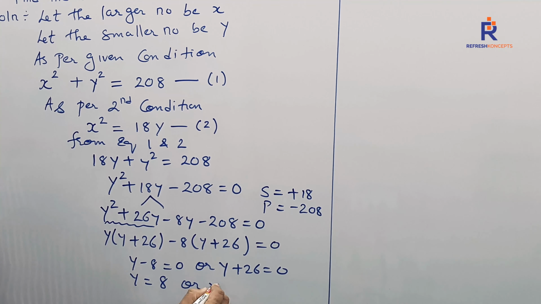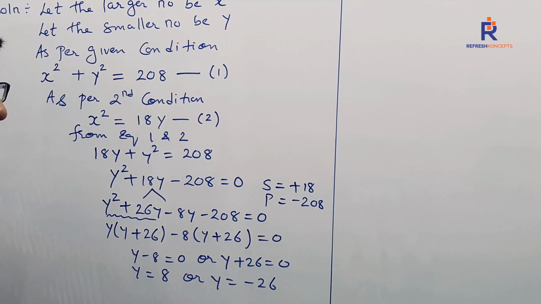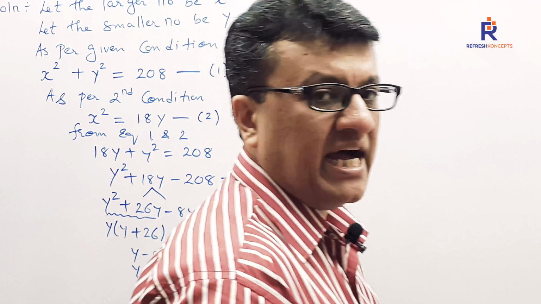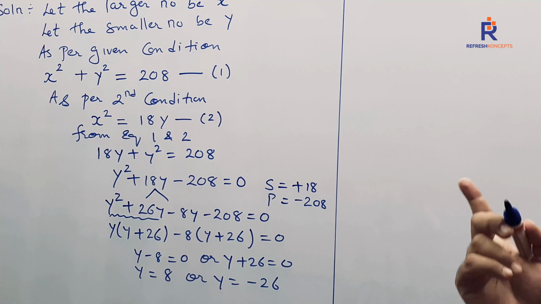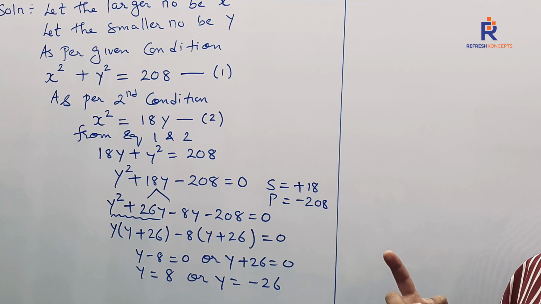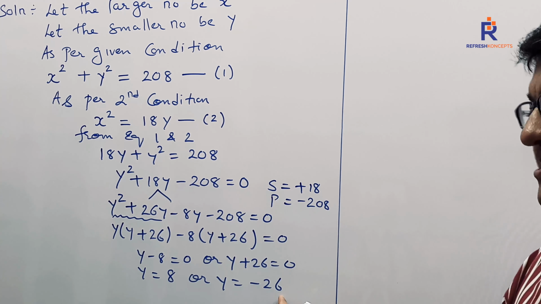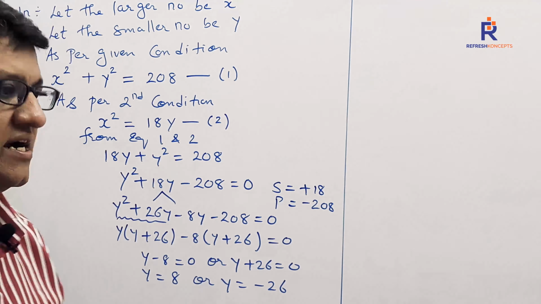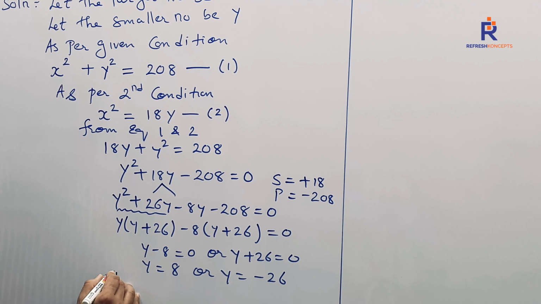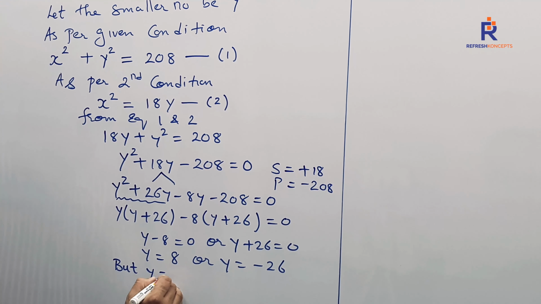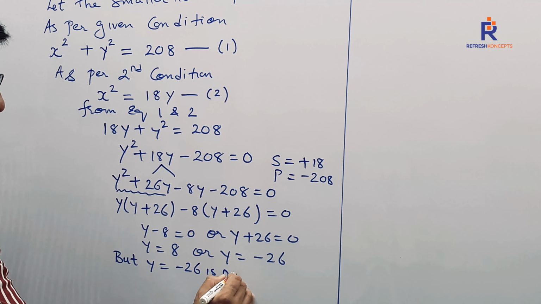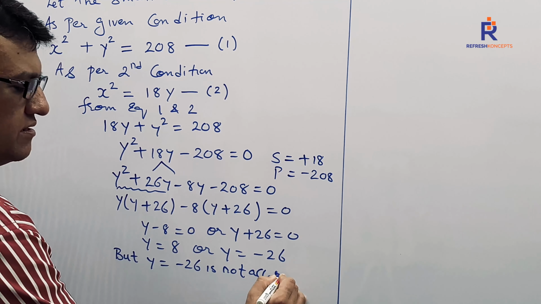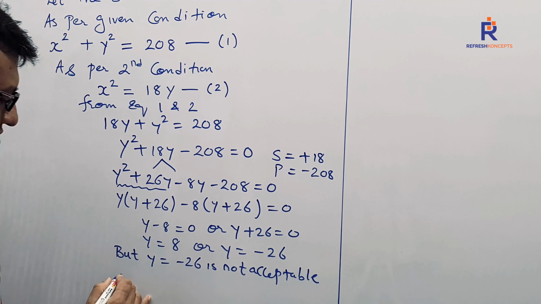It is y square. Any idea? Anybody? Any guesses? What could be the two numbers? Yes. The answer is plus 26 and minus 8. y square plus 26y minus 8y minus 208 equals 0. Now, plus 26 minus 8 is going to give me plus 18, and plus 26 into minus 8 is going to give me minus 208.